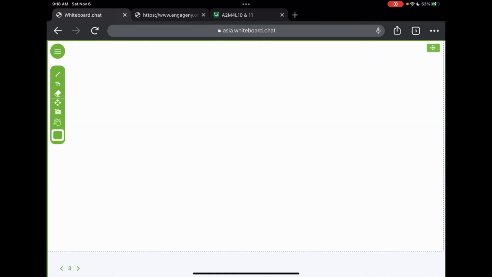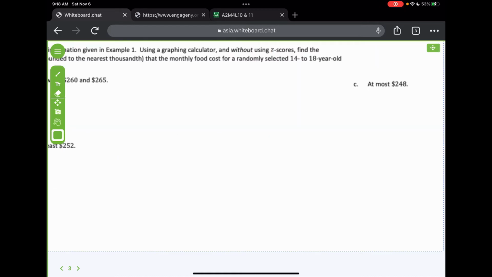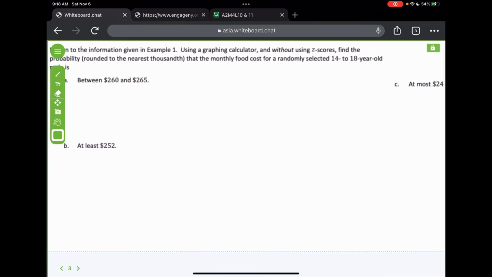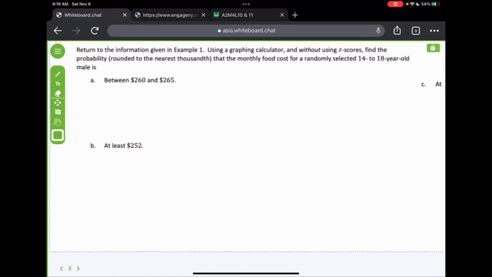Let's do page 3. All right. It says, from example 1, using a graphing calculator and without using z-scores, find the probability rounded to the nearest tenth. Okay? So what we would do is, I'm just going to plug that into Desmos for you and show you the answer. I'm going to show you how to plug it into Desmos.